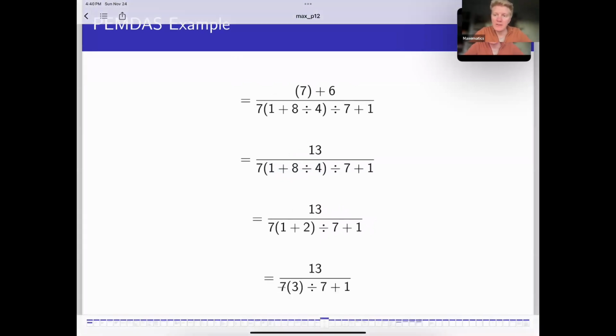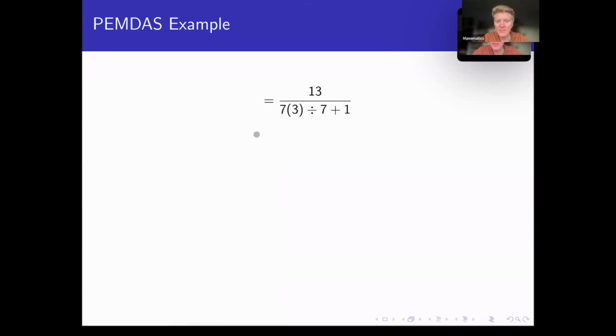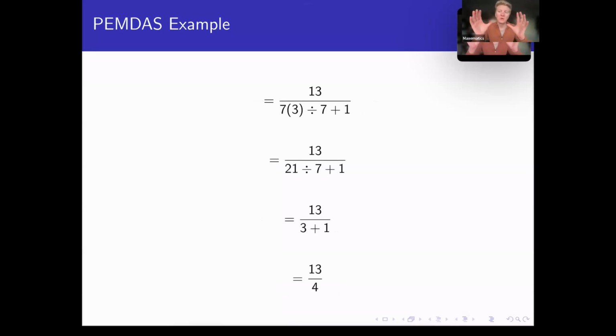Now, we haven't mentioned it before, but if we have 7 parentheses 3, this says 7 times 3. So this says do the multiplication 7 times 3 first, and then do the division, divided by 7, last but not least, plus 1. So the order in which we do these operations is given by PEMDAS.